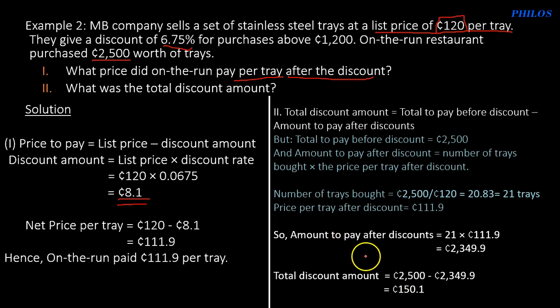You can also get the total discount amount by multiplying the number of trays by the discount amount on one tray. That is 21 times 8.1. But when you do that, you won't get this answer here. You get 170.1, which is wrong. The reason it is wrong is that there's already a rebate. So that is not the appropriate method to use. It's important to learn this particular method.